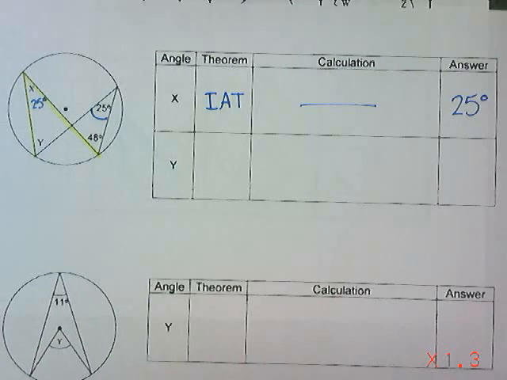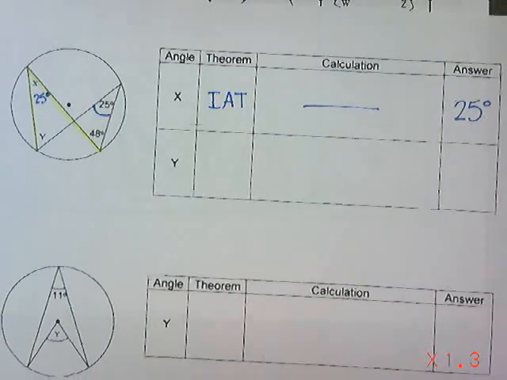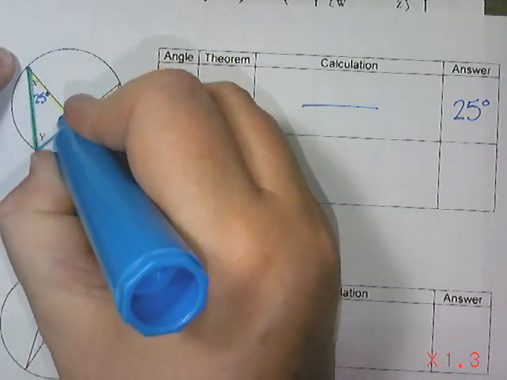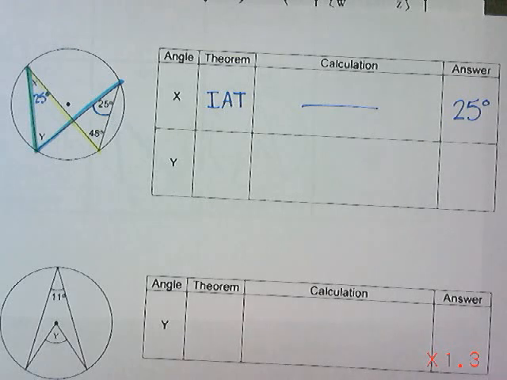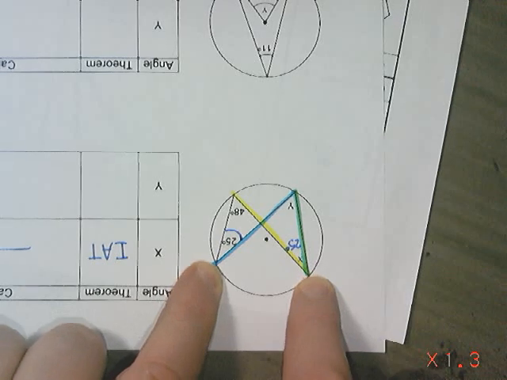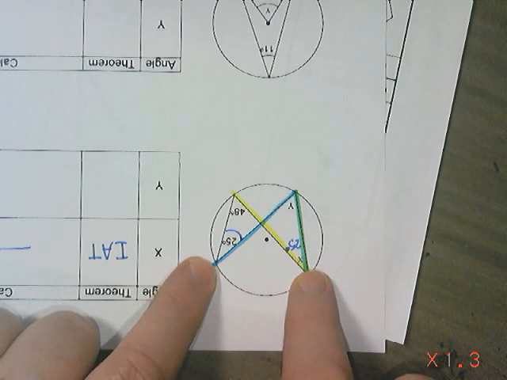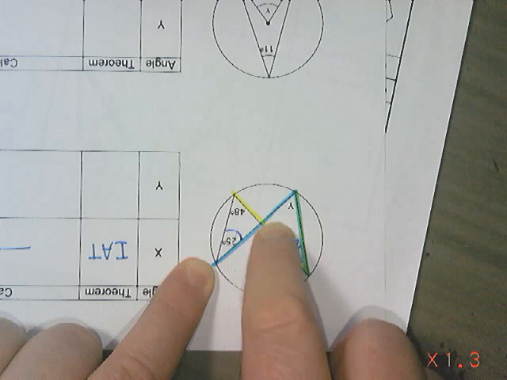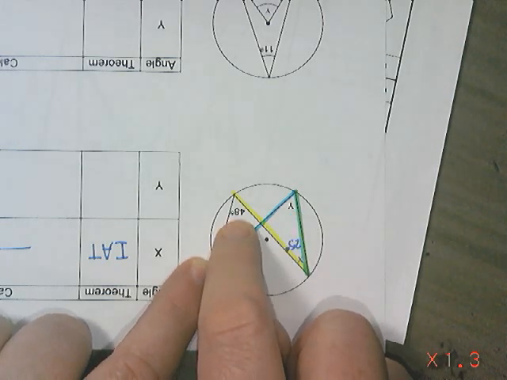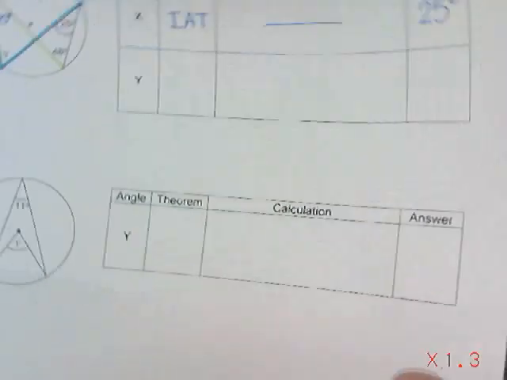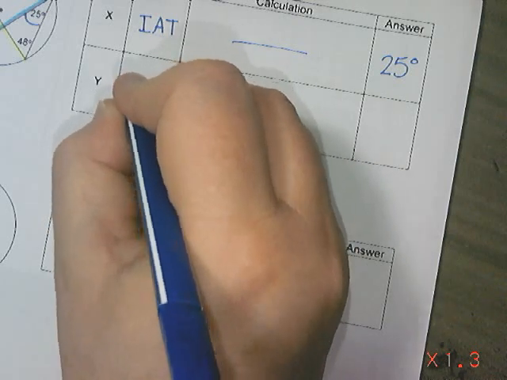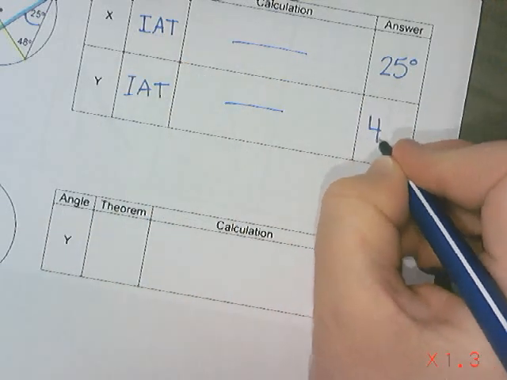Now, angle y, it might help if I turn my page around, because angle y is this angle here. I'm going to turn my page around. So starting from these 2 points, is there another angle that was drawn from those 2 points? Yes, this angle here, the 48 degrees, was also drawn from those same 2 points. So angle y and angle 48 are going to be the same thing. So also inscribed angle theorem, no work required, and then 48 degrees.